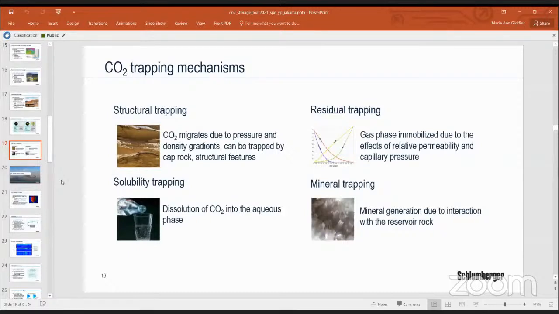Then we also have the impact from hysteresis of what they call residual trapping, in which the gas phase can be immobilized just due to gas trapping from relative permeability and capillary pressure effects.